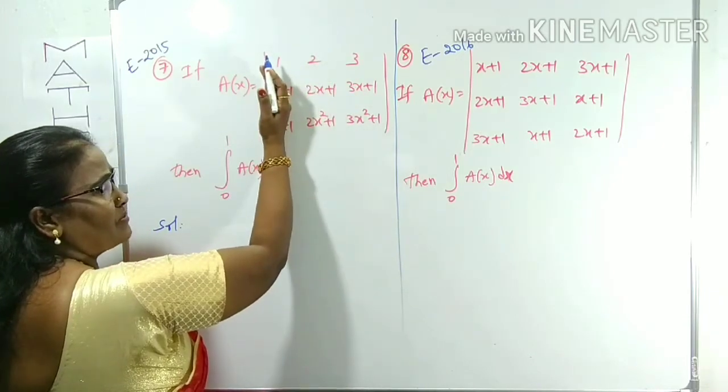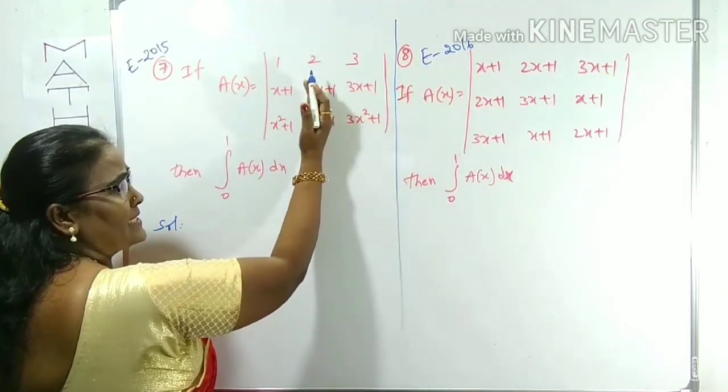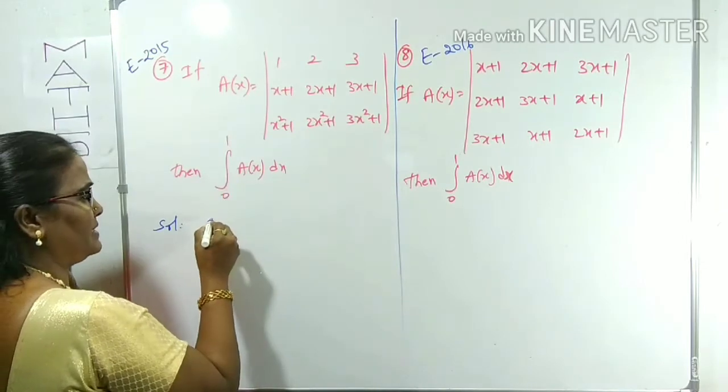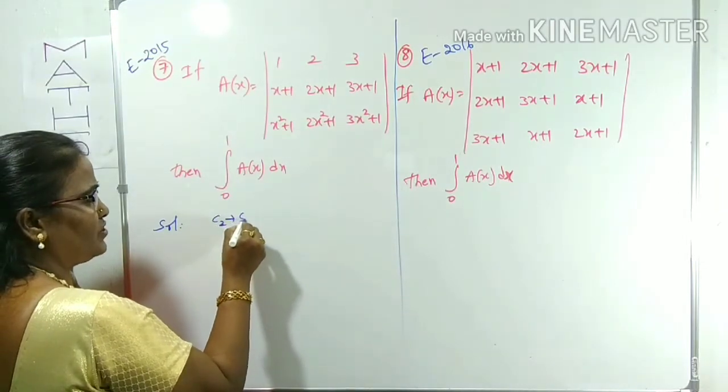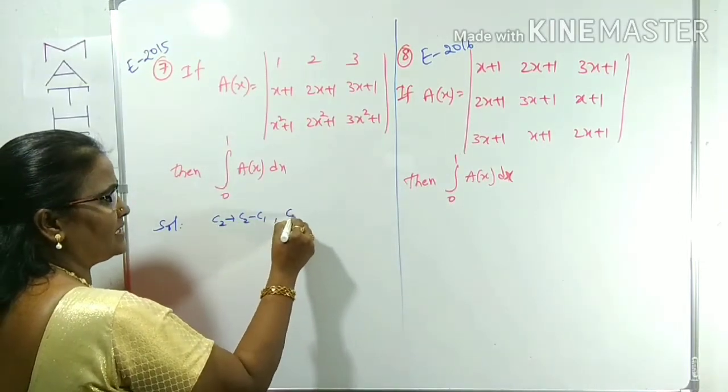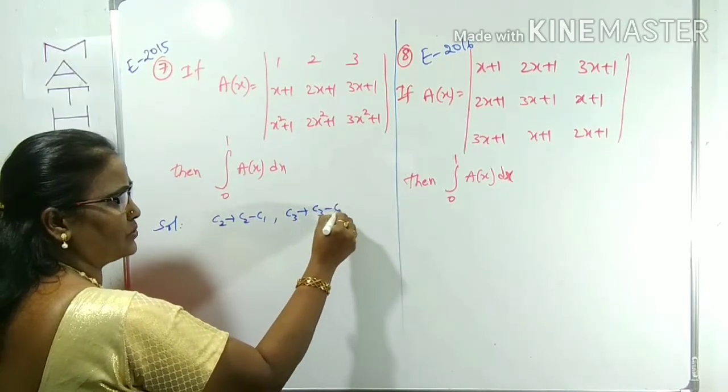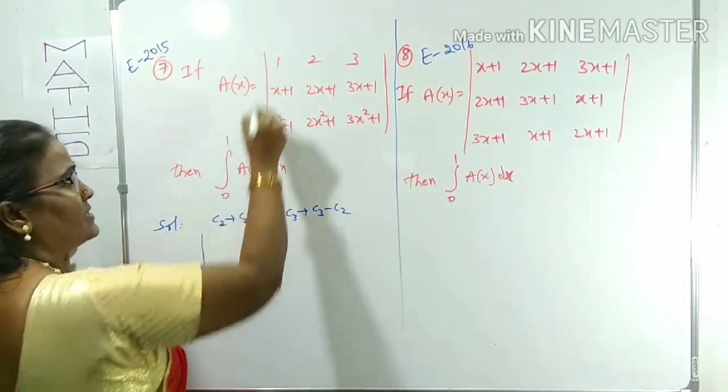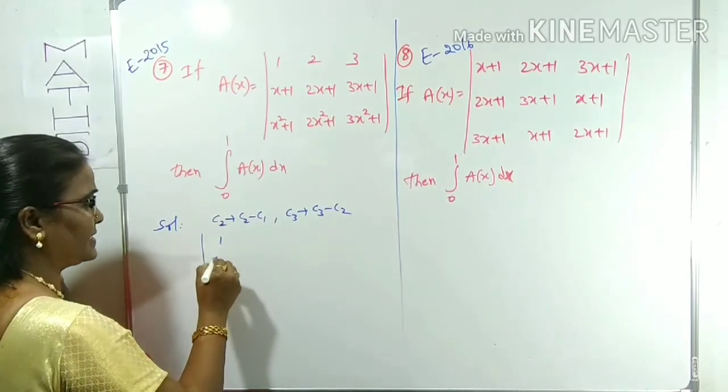C2 replaced with C2 minus C1, and C3 with C3 minus C2, I'm taking for easiness purpose. Here, what is not changed? C1 is not changed. I am writing it as it is.